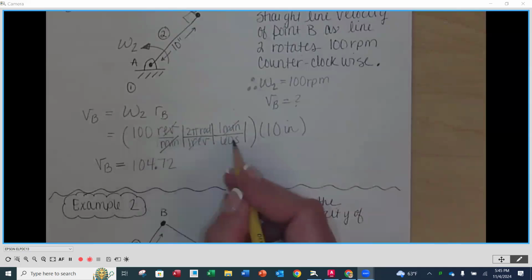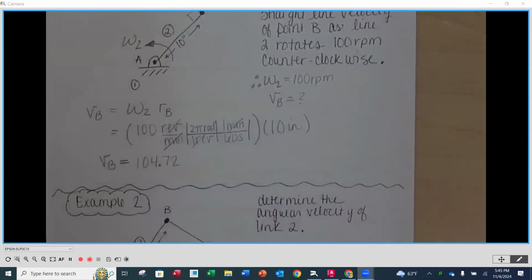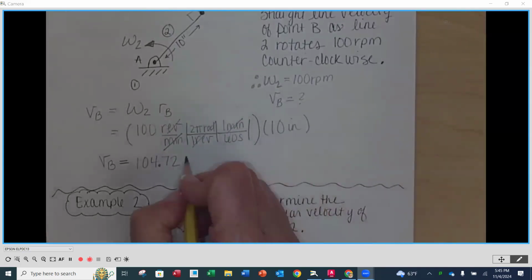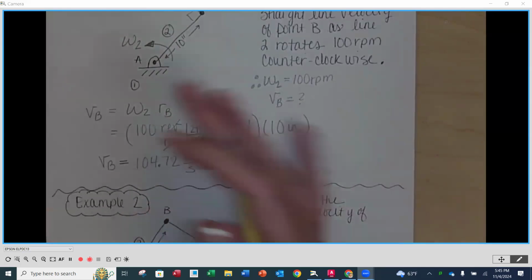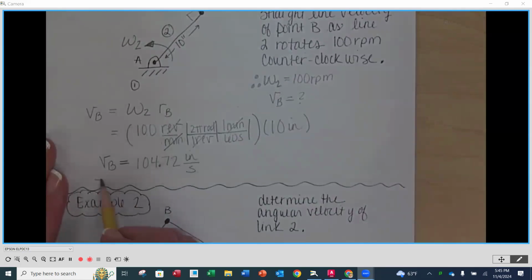As we look at our units, right now we're in radians per second times inches. Remember, when radians are multiplied by something else, they magically disappear. So this is not radian inches per second. This is simply inches per second for the units. And then we're going to put a box around your final answer. Remember, you always show the variable equal to your number with units.